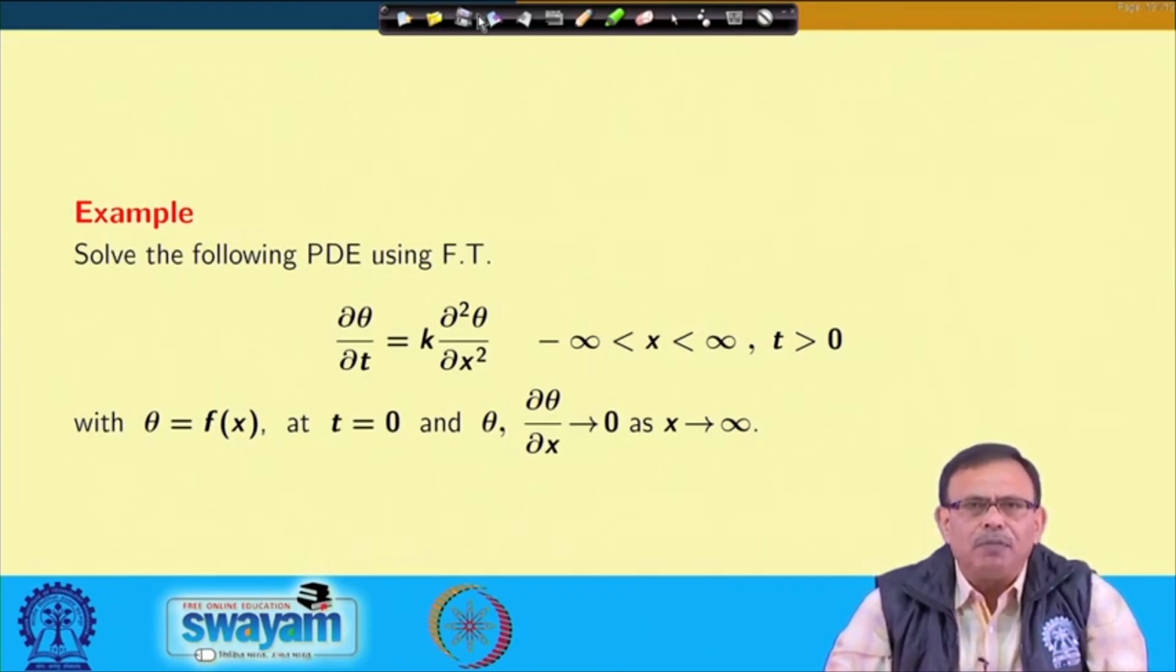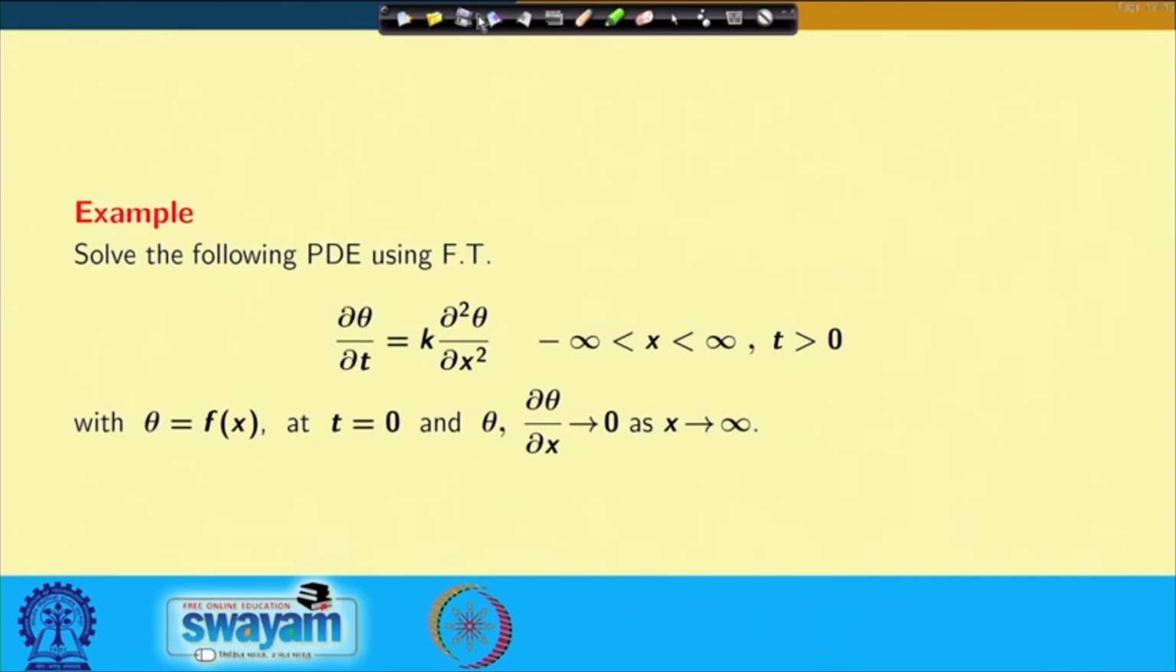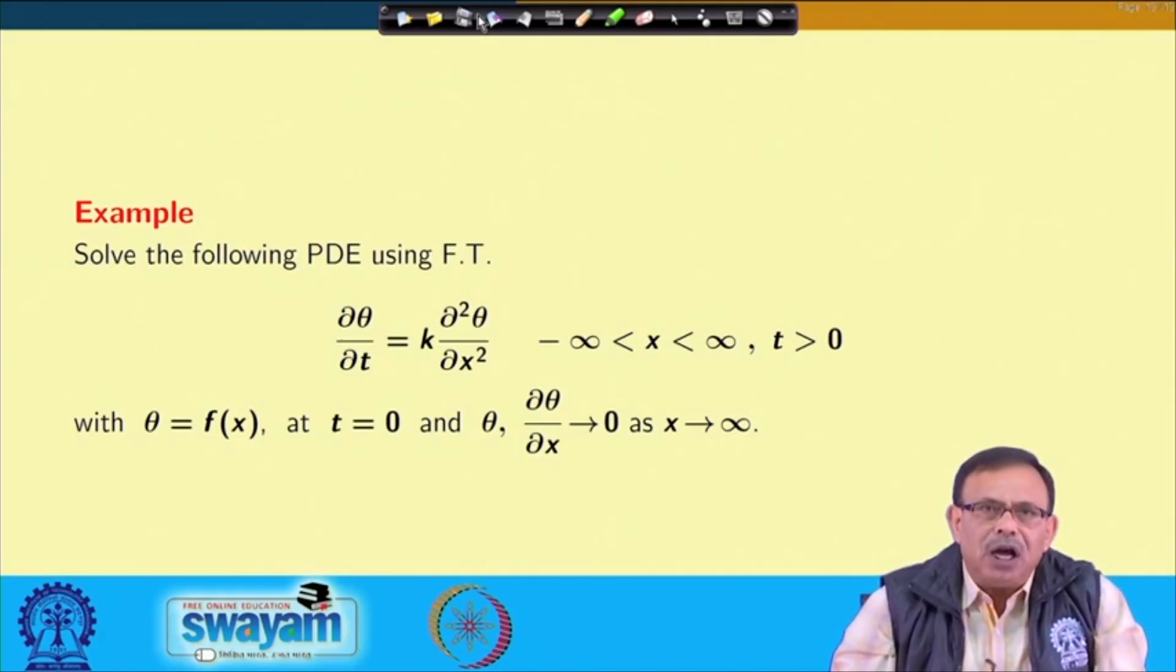Till now, whatever problems we have done, that is using Fourier sine transform or Fourier cosine transform. Now, let us solve another problem using Fourier transform. The function is given as del theta del t equals k del 2 theta del x square, x lies between minus infinity to infinity, t greater than 0 here, and with theta equals f x at t equals 0, and theta and del theta del x approach 0 as x approaches infinity.